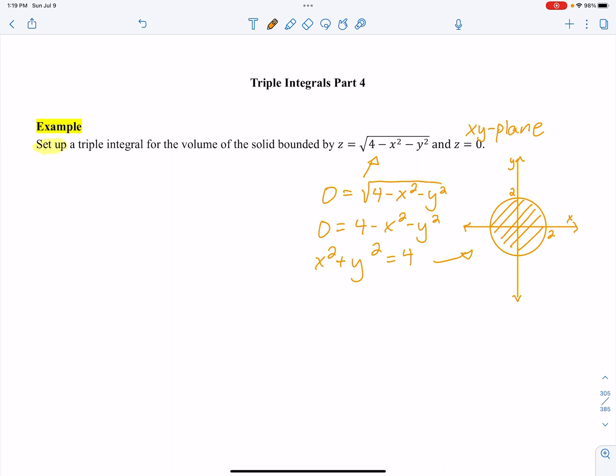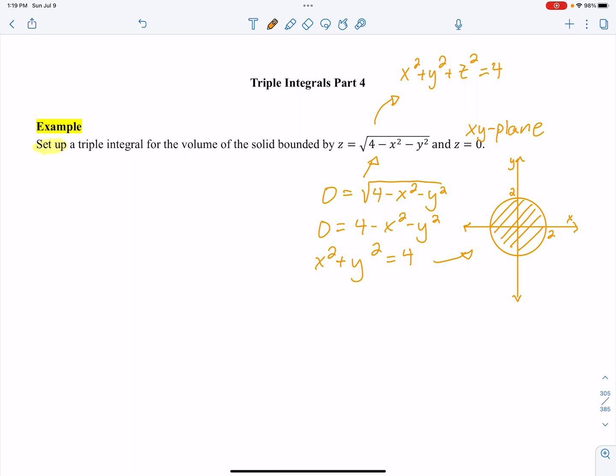All right, so we're dealing with a circle on the xy plane. That's where this surface intersects it. I don't know if you can see this, but if I were to manipulate this a bit, I could get this to x squared plus y squared plus z squared equals 4. This is a sphere with radius 2. So what we're actually dealing with here is a hemisphere sitting on top of the xy plane.